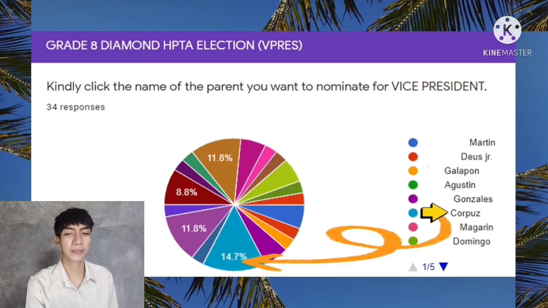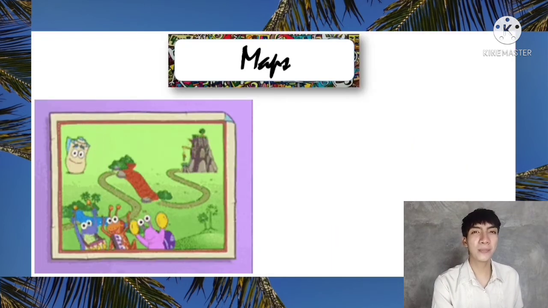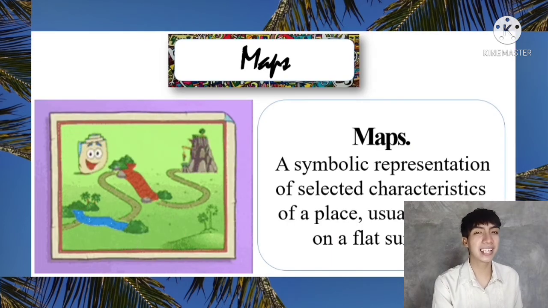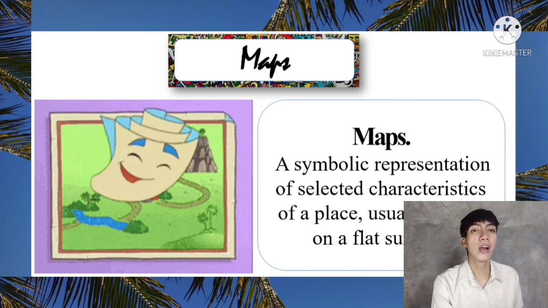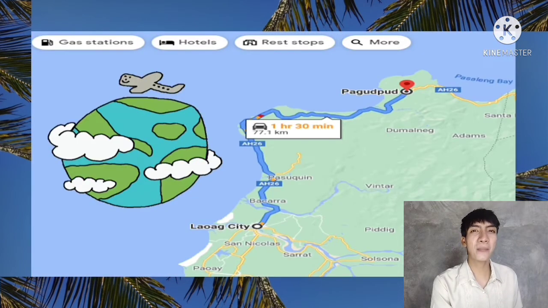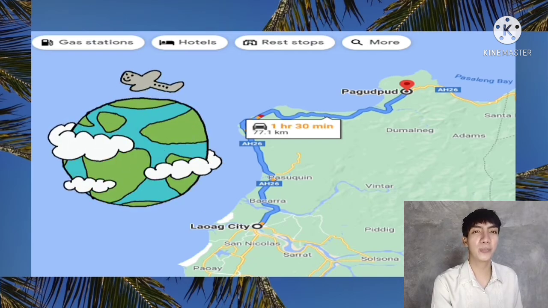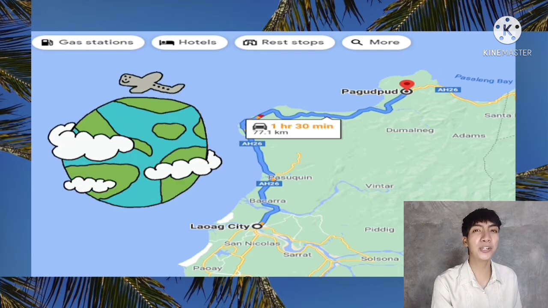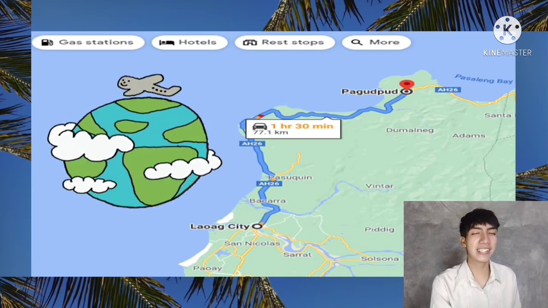Easier, right? Lastly, we have maps, a symbolic representation of selected characteristics of a place, usually drawn on a flat surface, of a whole or just a part of an area of the whole. For example, if you want to visit one of the most beautiful beaches in the world in Pagudpud, just key it in on your Google map and drive safely.